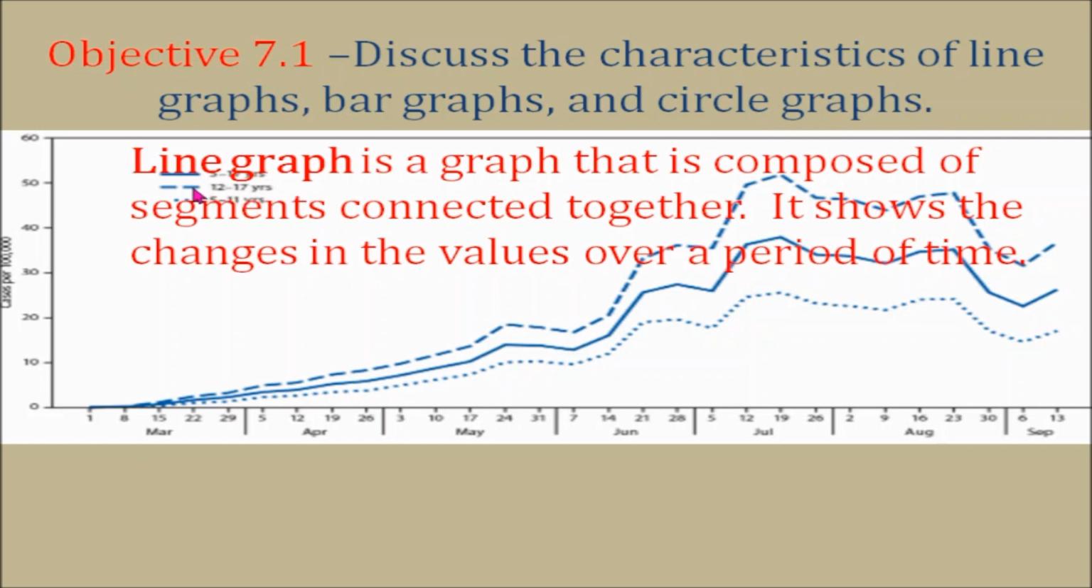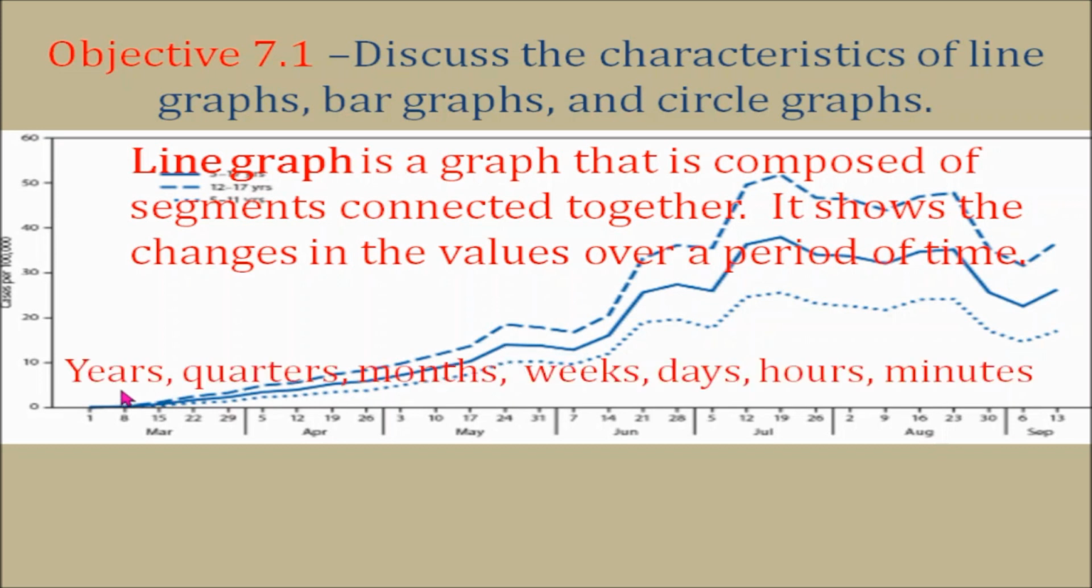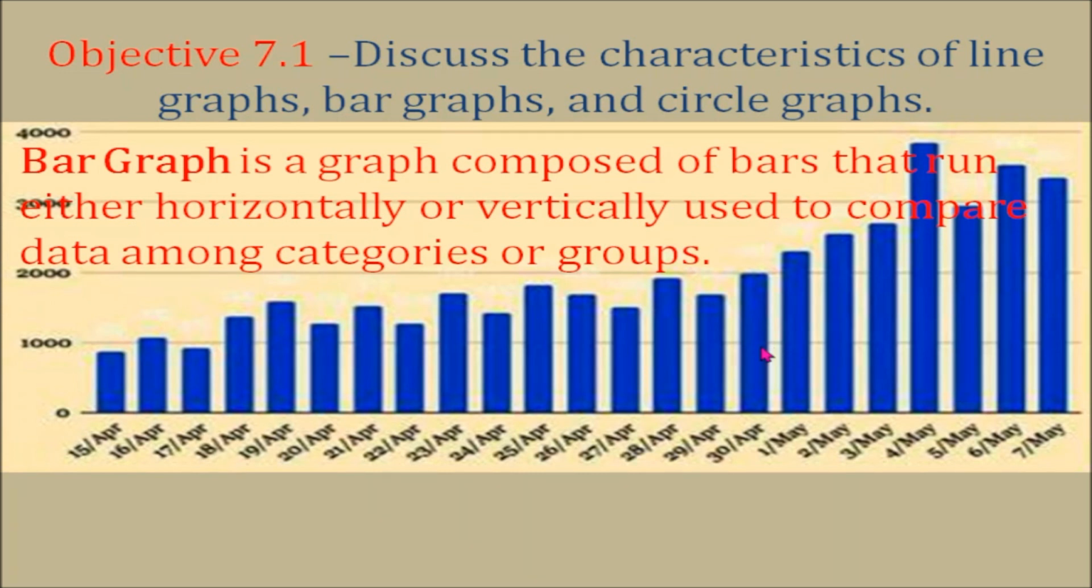So we have here the definition of a line graph. It is a graph that is composed of segments connected together. It shows the changes in the values over a period of time. So this is an example of a line graph. And the time could be years, quarters, months, weeks, days, hours, or even minutes.